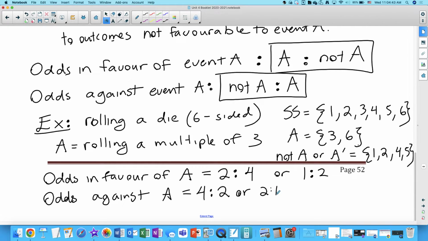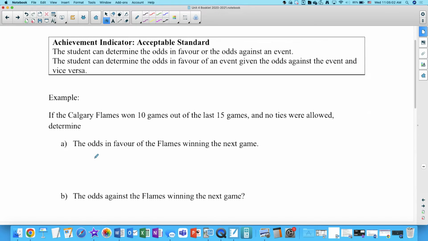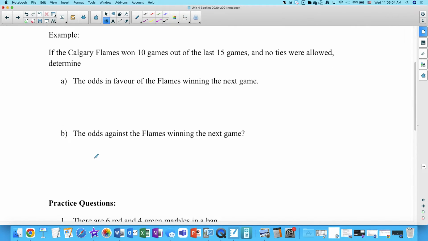Or you can use the word "to" there if you want, 1 to 2. That would be fine. Okay? All right. Let's look at some questions. If the Calgary Flames won 10 games out of the last 15 games and no ties were allowed, determine the odds in favor of the Flames winning the next game.